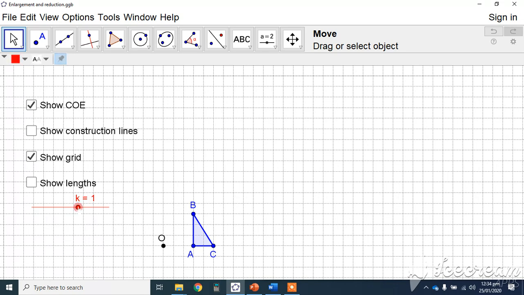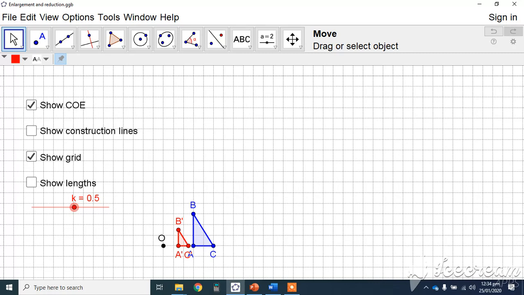Now, what do we mean by reduction? Reduction means numbers that are less than 1, and here's a reduction of 0.6, which is 60% of the original size. 0.5, I'll stop at 0.5, that's half the original size, which means it's 50% of the original size, all right?